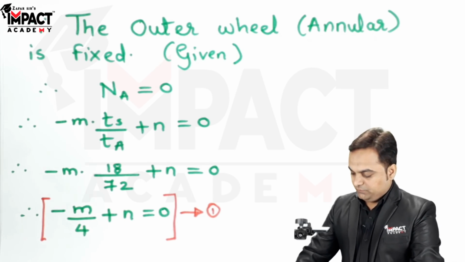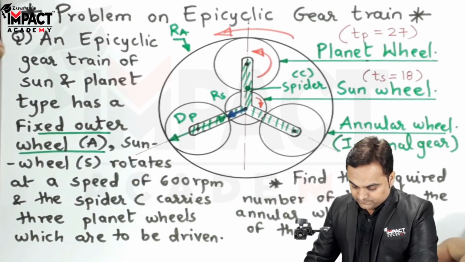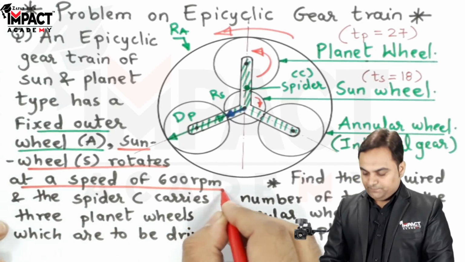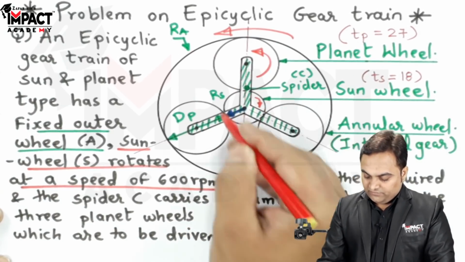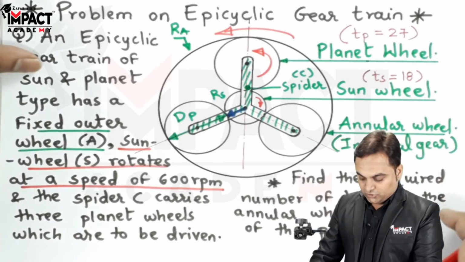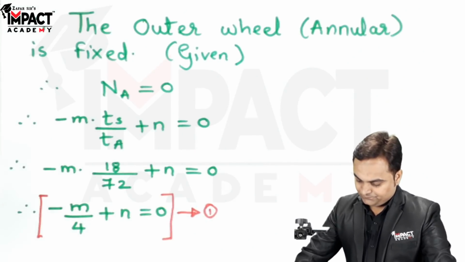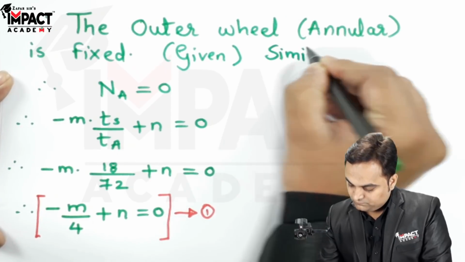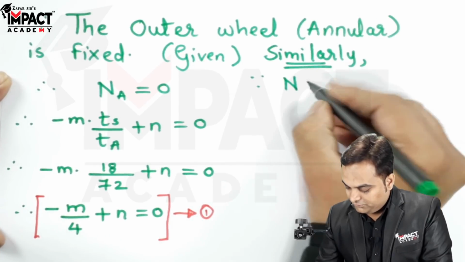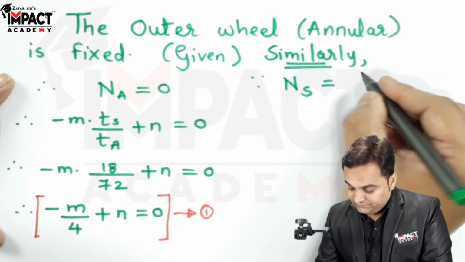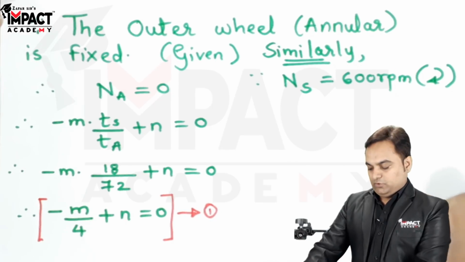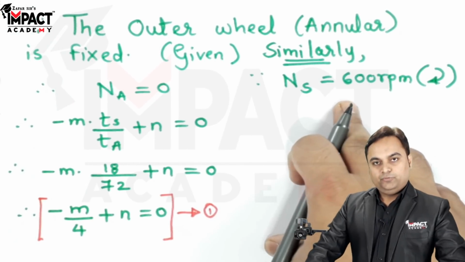Then another part which is given in the question is the sun wheel S rotates at a speed of 600 rpm. It means keeping the annular fixed, the sun wheel is rotated at 600 rpm. Since the sense is not given, I am assuming it to be a clockwise sense, that is positive speed. In a similar manner, since the speed of the sun wheel is given as 600 rpm clockwise, and if we are assuming it to be anti-clockwise, then it becomes negative. So I am assuming it to be in a clockwise manner.